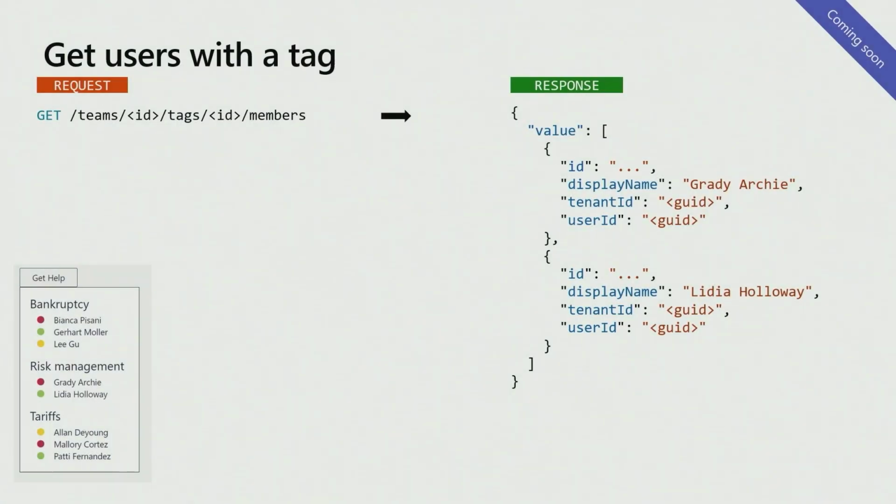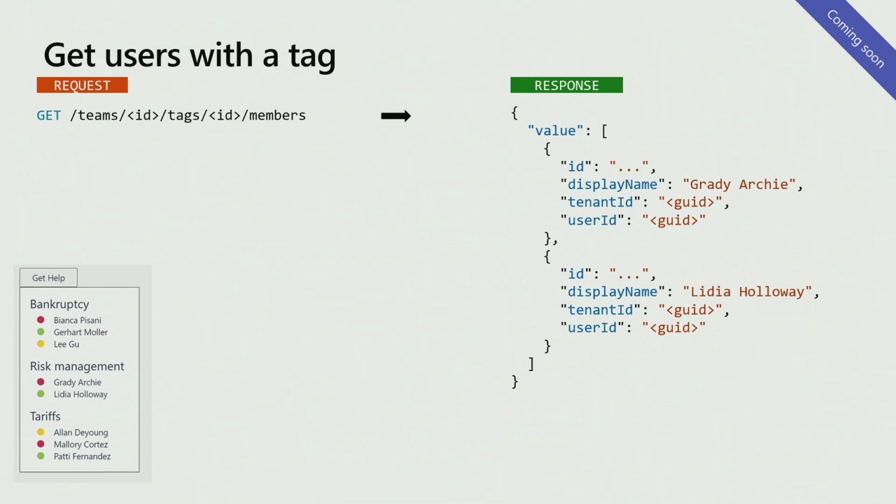Let's talk about how we built this. The first step for building this user experience was to figure out which users had which expertise. And so we used the upcoming tags APIs to figure that out.